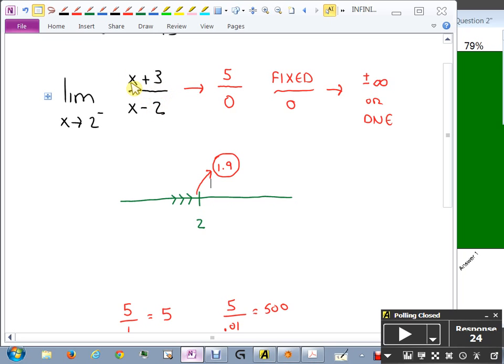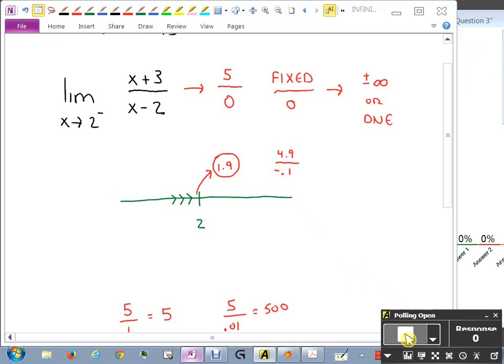So what would 1.9 plus 3 be? 4.9 over, now what's 1.9 minus 2? Negative 0.1. Do we agree? Let's vote, since y'all are just kind of looking at me. Are we okay with this?